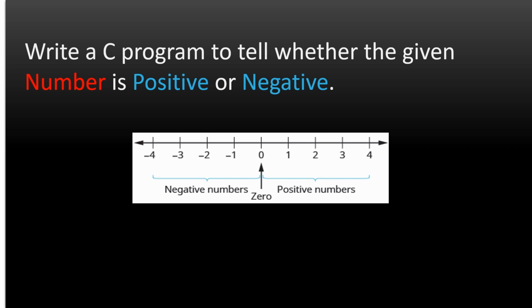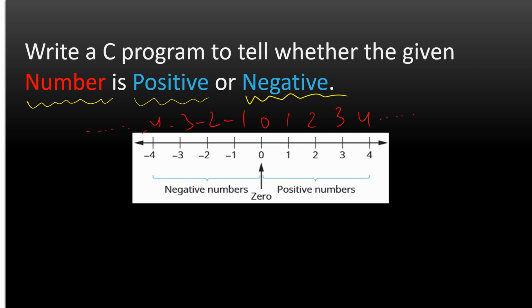Now, today's question is: write a program to tell whether the given number is positive or negative. That's it, right? Now, how will one tell the given number is positive or negative? See, this is the number scale. The numbers are 0, 1, 2, 3, 4, and so on. In backwards, -1, -2, -3, -4, and so on.